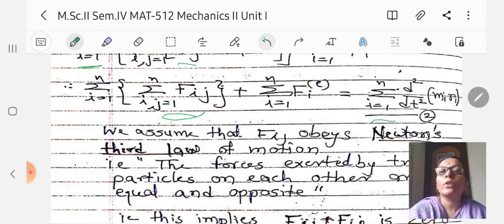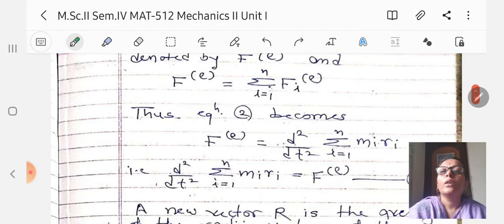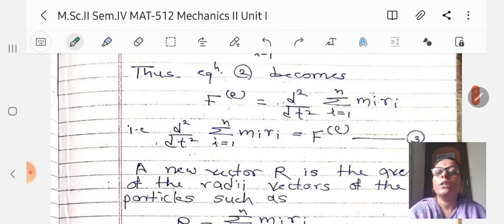We can write this equation as the total external force Fe equal to d square by dt square of the summation over i from 1 to n of mi ri. Taking the left side to the right, we can write d square by dt square of the summation over i from 1 to n of mi ri equal to the external force Fe. Suppose this is equation third.